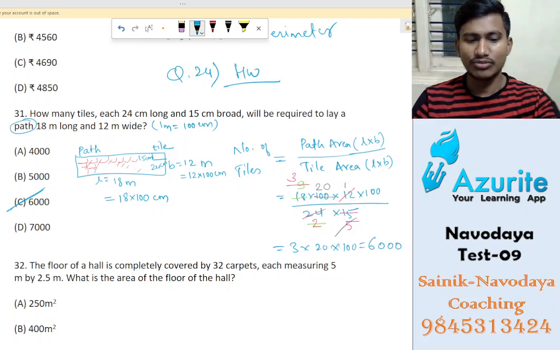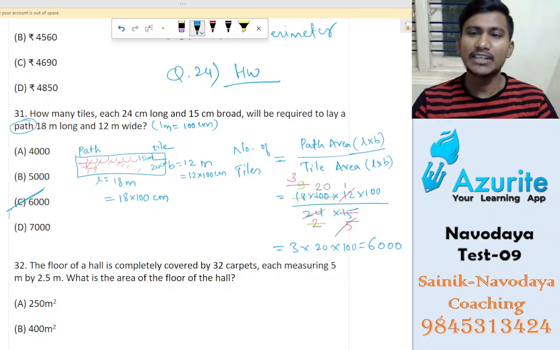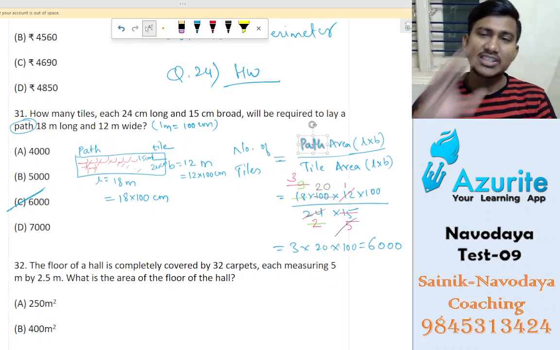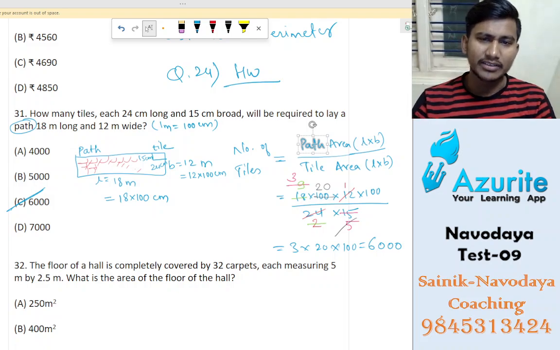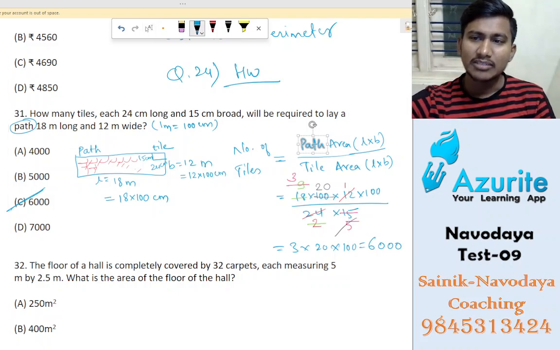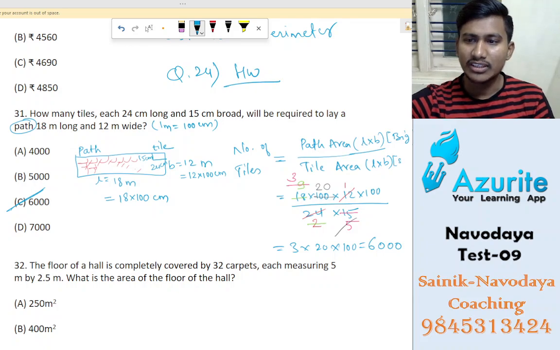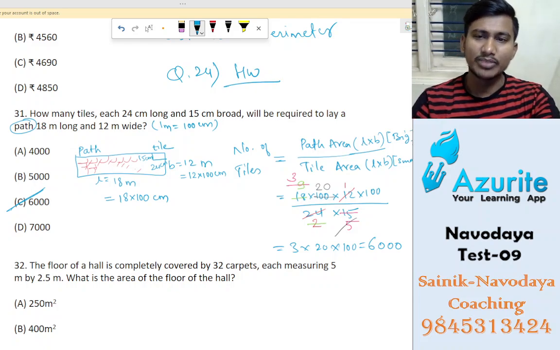Understood? Easy. So we have to take the areas and divide it. So which is the bigger one? Bigger one is the path. So we have to write the bigger one first. That is the big one on the top and the smaller one below. Okay? Understood? Then divide it. Okay now? That is area we find by length into breadth. So length into breadth. Okay? Write it down.